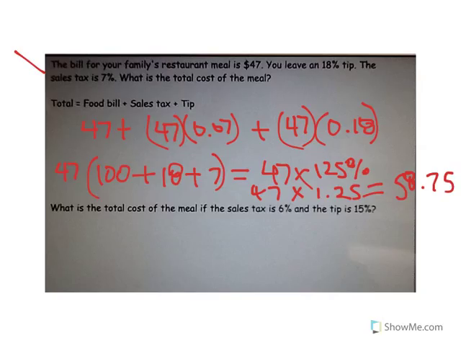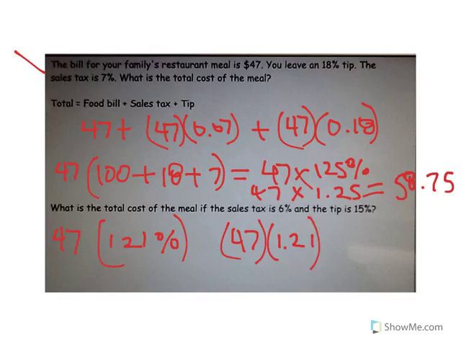What is the total cost of the meal if the sales tax is 6% and the tip is 15%? Again, what I like to do is this idea of 47. It just makes more sense to me. Well, it's 6 plus 15 plus 100. That's going to be 121%. So it's going to be 47 times 1.21, and that's going to be equal to $56.87.